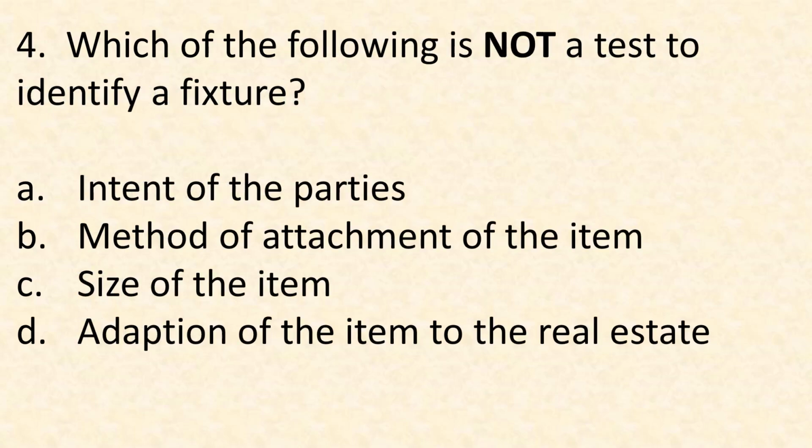Number 4. Which of the following is not a test to identify a fixture? A, intent of the parties. B, method of attachment of the item. C, size of the item. Or D, adaptation of the item to the real estate. The answer here is C, the size of the item. The overall test to identify a fixture is intent, which is determined by a method of attachment, adaptation to the property, and agreement between the owner and the buyer.